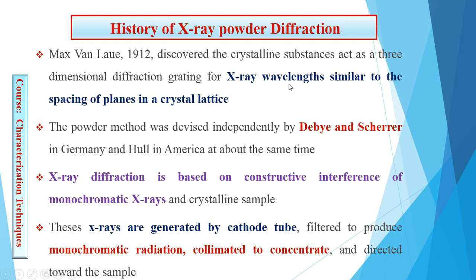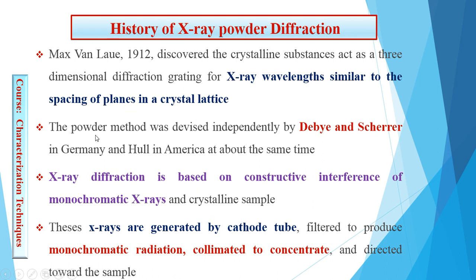The X-ray wavelength which we use in X-ray powder diffraction is the K-alpha radiation, and K-alpha X-rays have a wavelength similar to the plane spacing. That's why we can observe diffraction from the crystal planes. So there is a compatibility of the X-ray wavelength with the spacing of the planes in a crystal lattice.